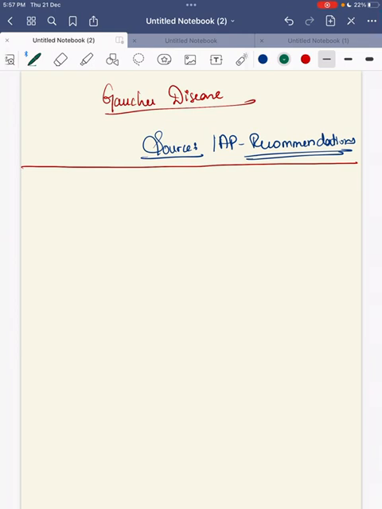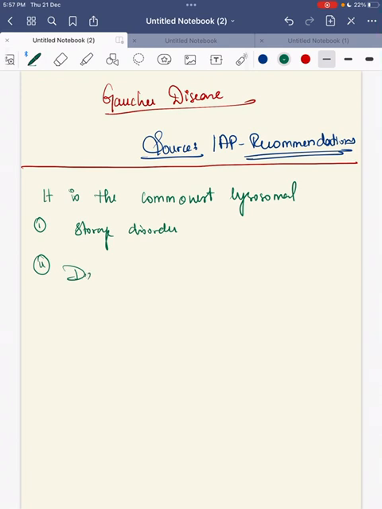Okay. So starting off with the introduction, it is the commonest lysosomal storage disorder. First. Secondly, it occurs due to deficiency of acid beta glucosidase enzyme.